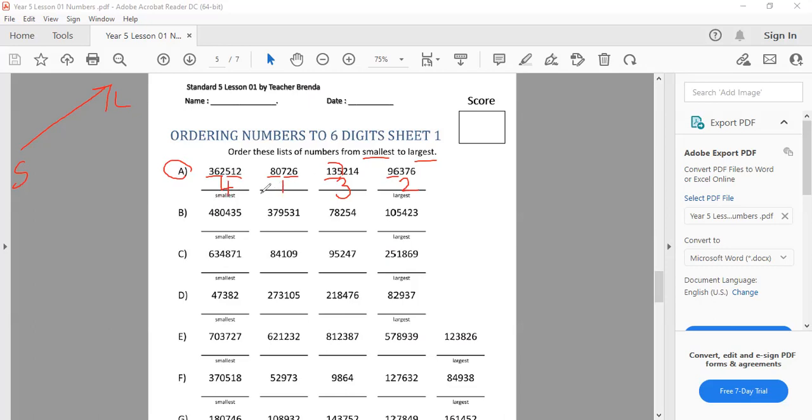But I allow you to write this way, 4132, like that. Do you understand? In actual, when you answer, you have to write the full number out. For example, you got to write here 80,726. That's the smallest number. Then 96,376. Second smallest number. Then 135,214. Third. And then the last number, 362,512.